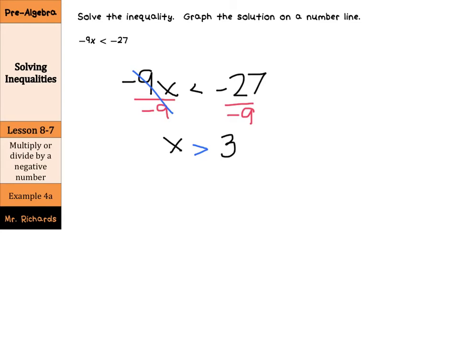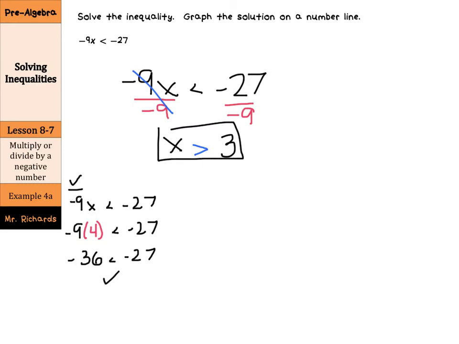Now it does say to graph, but let's go ahead and check this as well. -9x is less than -27. Pick a number that's greater than 3. Well, 4. So -9 times 4 needs to be less than -27. Is it? Well, yeah. -36 is less than -27. So it checks out, as does our solution of x is greater than 3.